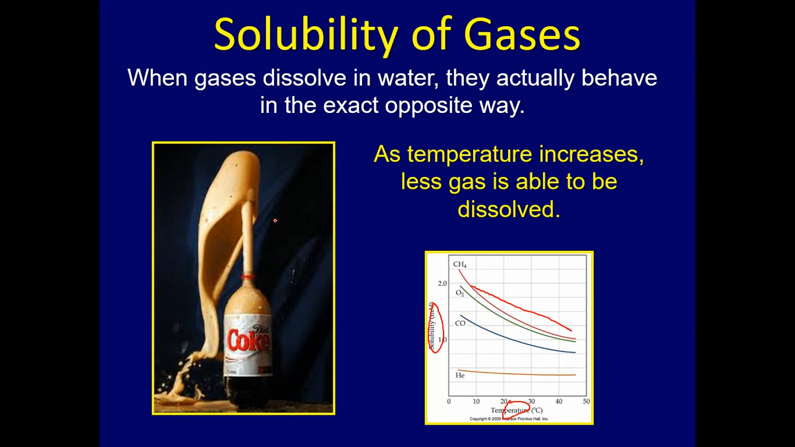If you can remember from the Diet Coke and Mentos experiment, when we heated it up, we got a larger explosion in the hot Diet Coke. That's because the carbon dioxide gas doesn't dissolve as easily, doesn't remain dissolved as easily in the hot Diet Coke. And so it wanted to explode and get out of there faster.